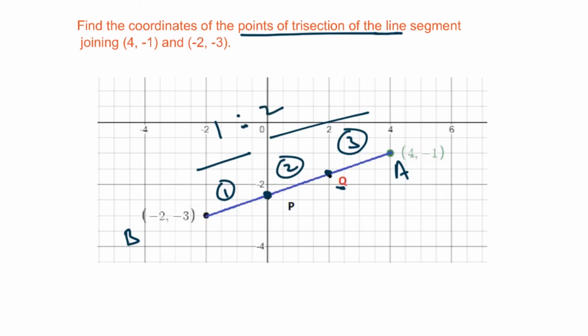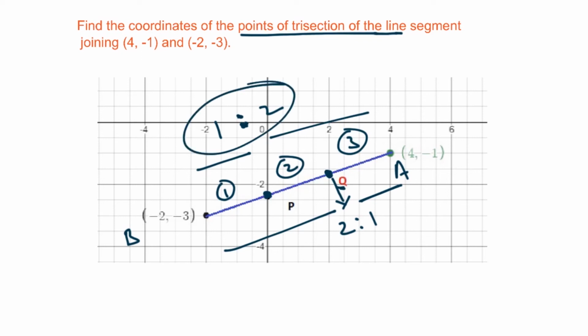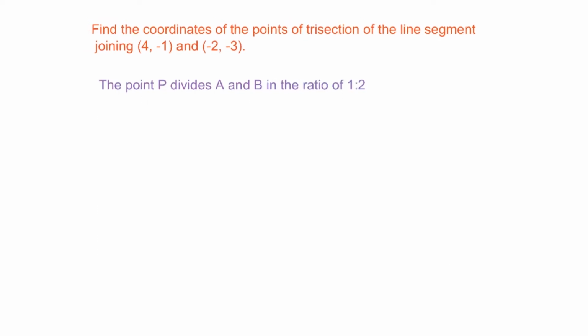Similarly, if we assume that there is no point P, point Q is dividing the line segment into one part and 2 parts. So this is dividing in the ratio of 2:1. So for points of trisection, we have to consider the ratio as 1:2 and 2:1. Let us solve this further. The point P divides AB in the ratio of 1:2. So let us say 1 is m and 2 is n, and this is x1, y1, x2, y2. So now we will solve this using section formula.